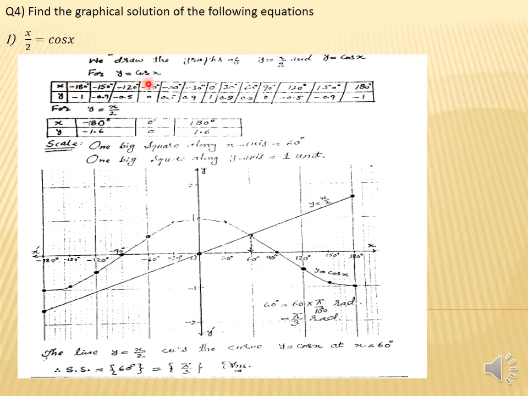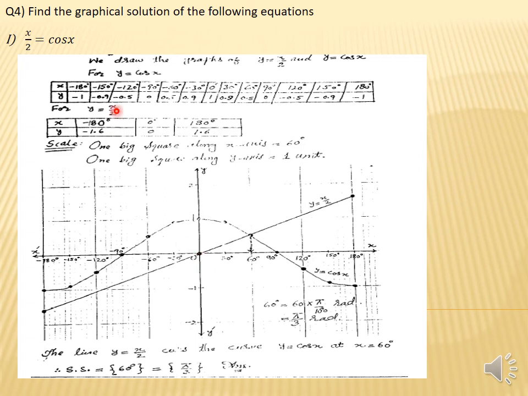So first we draw a chart of cos x. y equals cos x. We put -180, -150, -120, -90, -60, -30, 0, then 30, 60, 90. Similarly, all those values which lie between -180 and 180. If we put these values, we will get these answers. And for y equals x upon 2, we will put -180, 0 and 180. We take only 3 values.